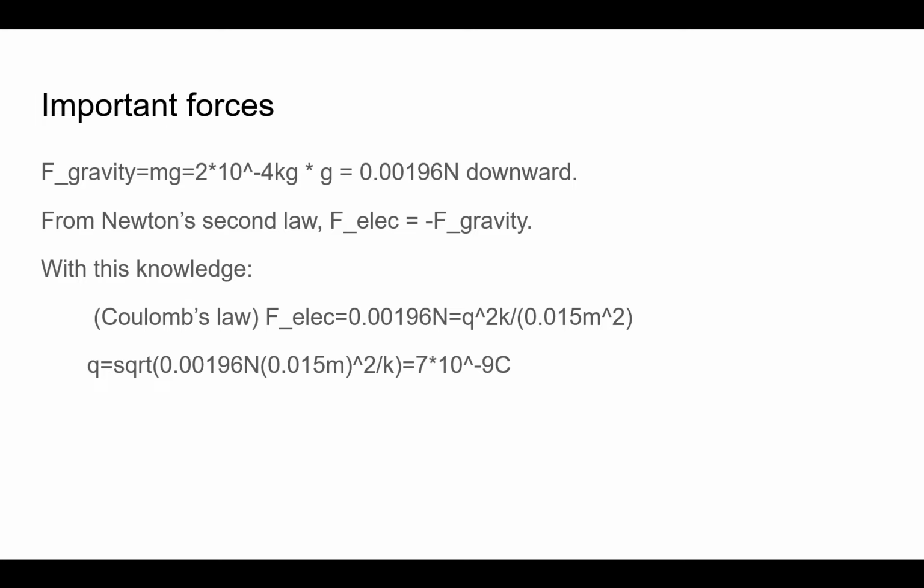And with this, we can use Coulomb's law to isolate the charge, because we treat both tapes as having the same charge. So it would be q squared instead of q1 times q2. And we find that it is the square root of the magnitude of the gravitational force times 0.015 meters squared, divided by Coulomb's constant, which is 7 times 10 to the negative 9th coulombs.